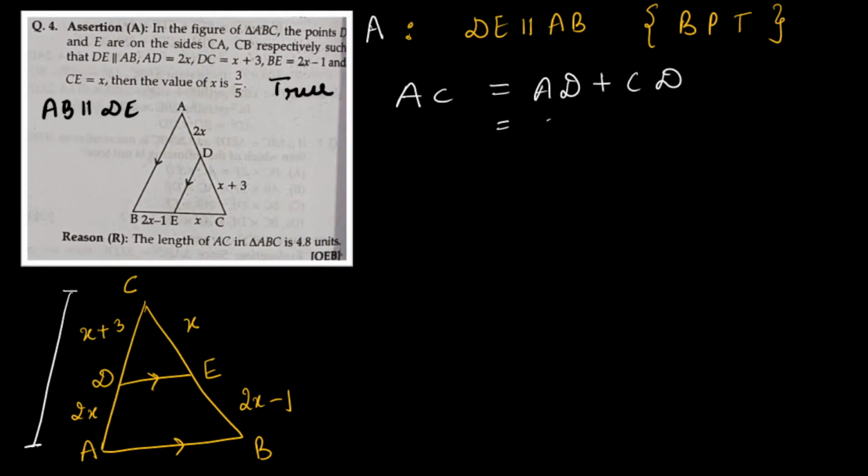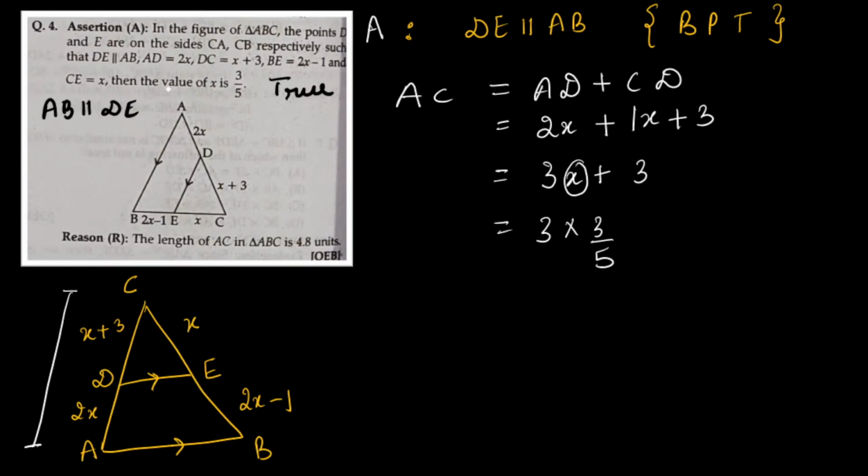AD's value is 2x, AD is equal to 2x, CD is equal to x plus 3. Now x value we have already found. First of all, 2x plus x is 3x, so 3x plus 3. The x value we can substitute here. So x value is 3 by 5, so 3 into 3 by 5. 3x means 3 into x plus 3. So this will become 3 into 3, 9, 9 by 5, say 3 is 3 by 1.